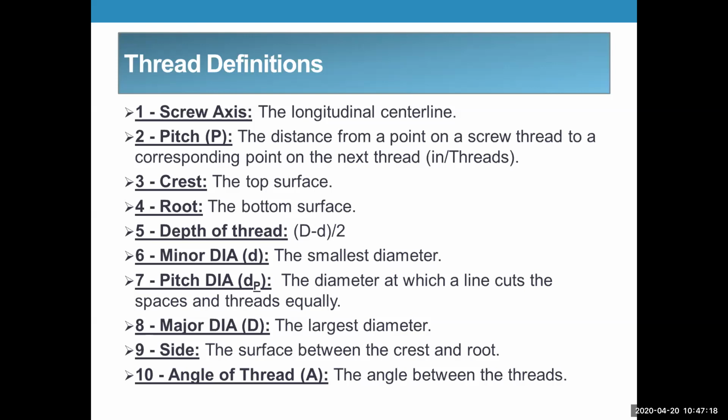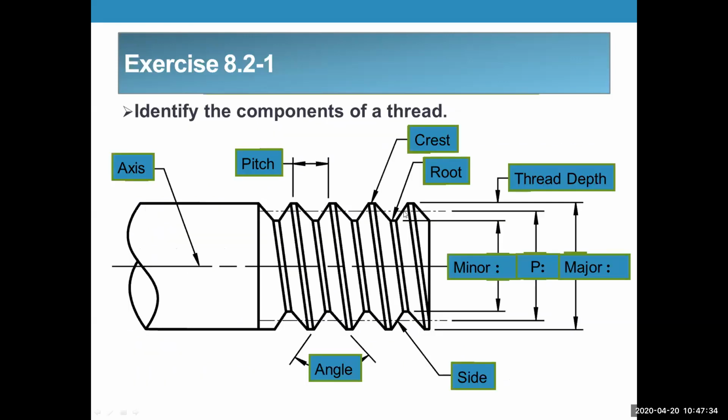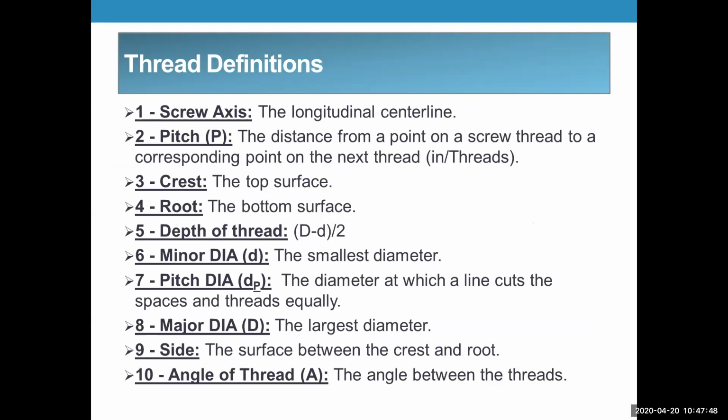So basically exactly what we looked at before, except a little bit of explanation. Pitch is the distance from a point on a screw thread to a corresponding point on the next thread, which kind of verifies what I was talking about in terms of this dimension. It should be from the middle to the middle, or from this corner to this corner, which would obviously be the same distance. Crest is the top surface, root is the bottom.